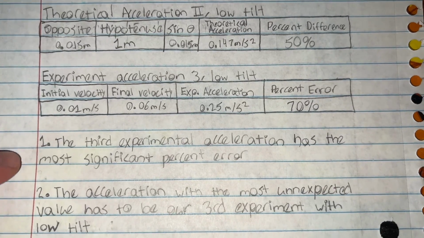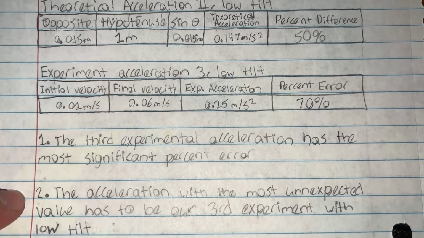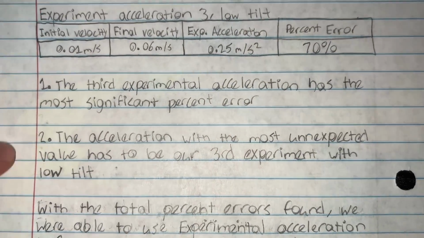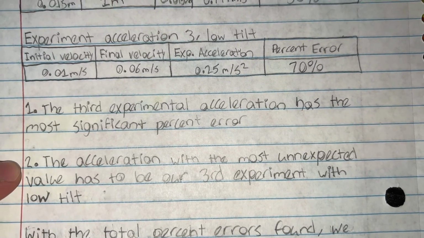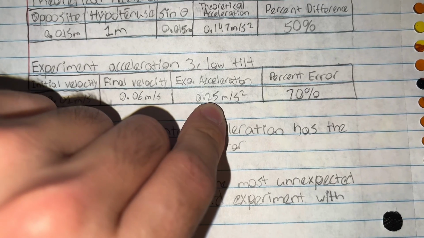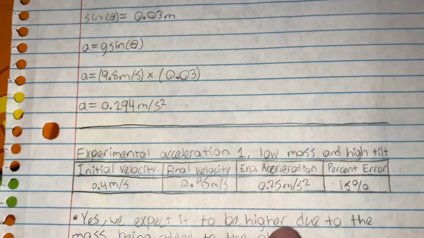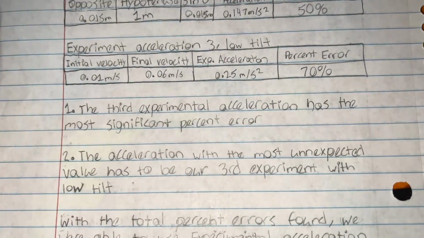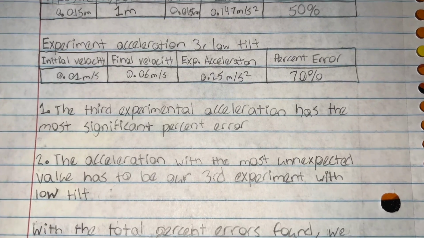And for the second one, we put that our third experiment was also our most unexpected value, just because the acceleration was actually very similar to what we got in the previous one when we used the low mass and the high tilt. So it was just surprising to me and my team that we were able to determine this value.